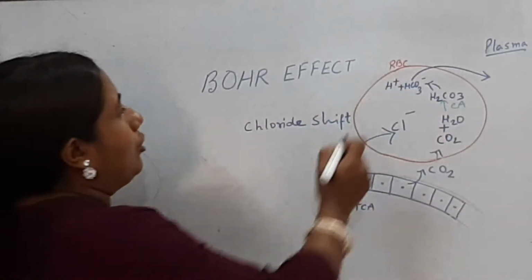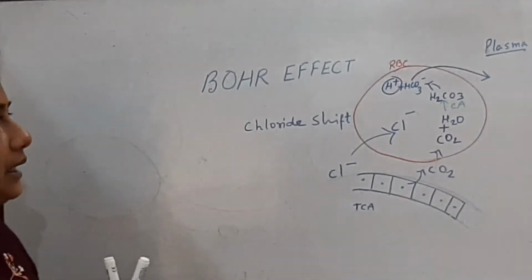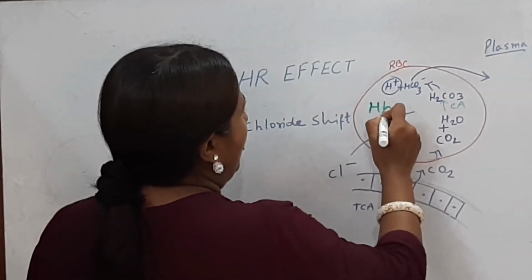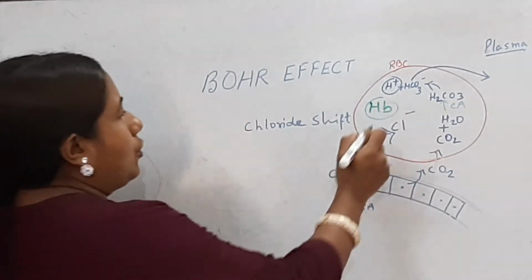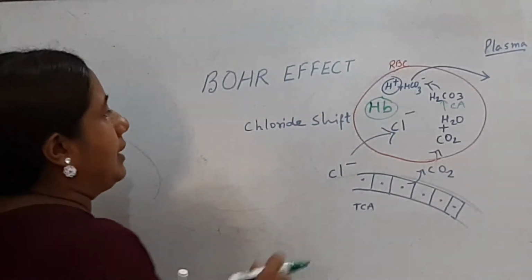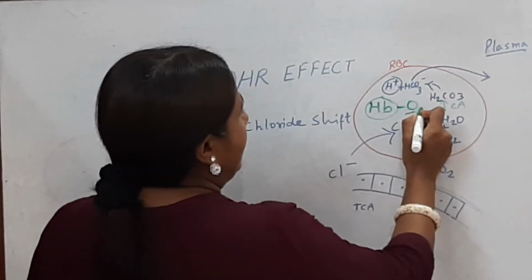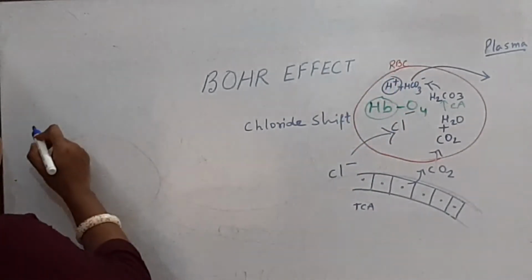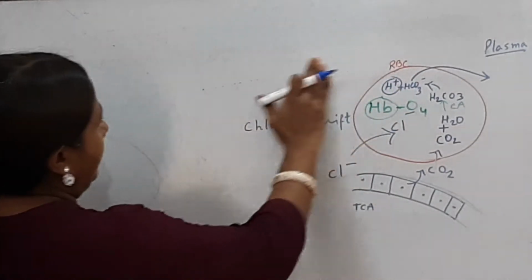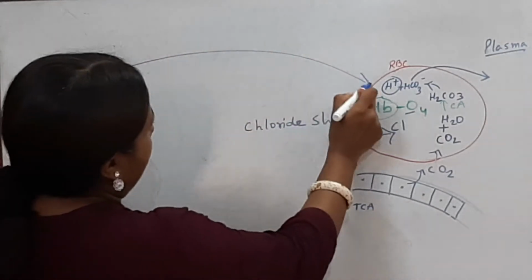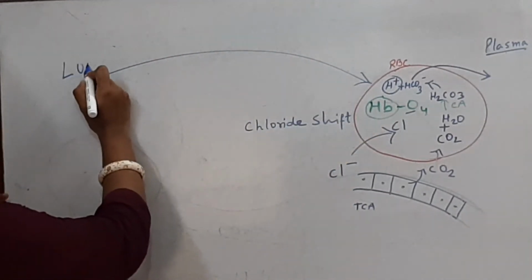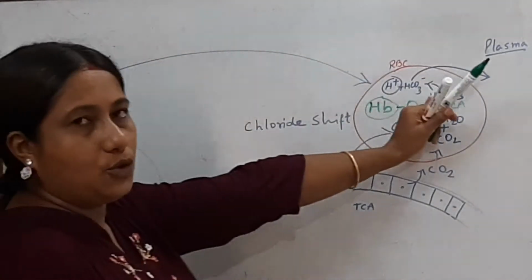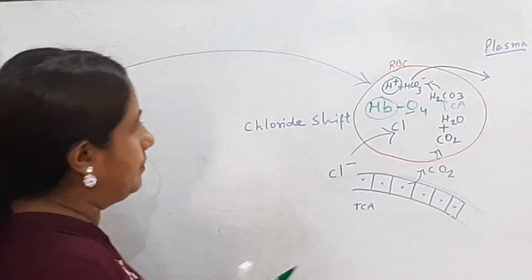Now what is the fate of this proton? You see, in the RBC there is a hemoglobin molecule, right? There is hemoglobin. I am writing Hb for hemoglobin. So this hemoglobin molecule, you see, it is bound with oxygen. So where is this RBC coming from? This RBC came from the lungs. So this is lungs. So from the lungs, the RBC traveled to the peripheral tissue because the peripheral tissue needs oxygen.